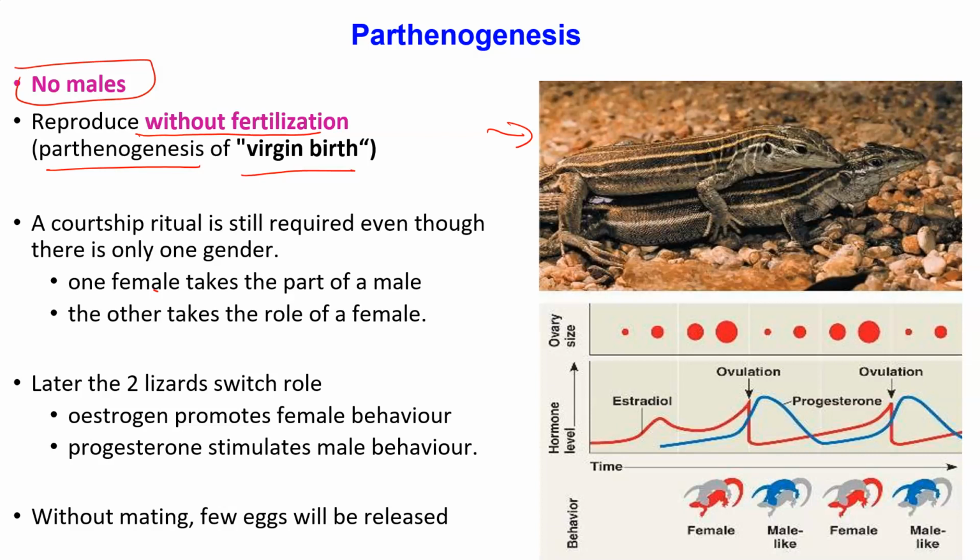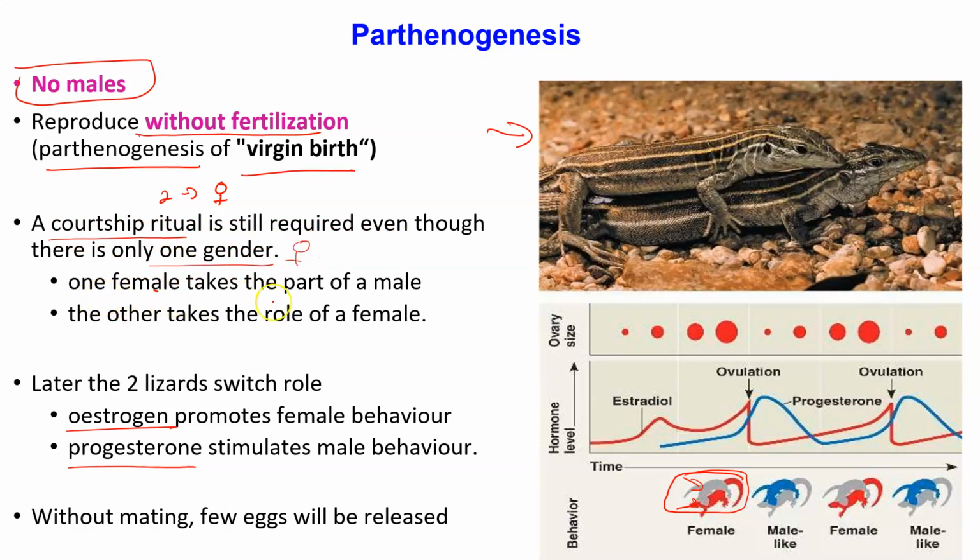this population of lizards still requires a courtship ritual. It requires two individuals, but these two individuals are both females. They undergo a courtship ritual, like mating, but the purpose of the ritual is so that these two individuals will stimulate the release of hormones. So there are two hormones involved, which are estrogen and progesterone. It says here, a courtship ritual is still required even though there is only one gender. There is only female in that population.